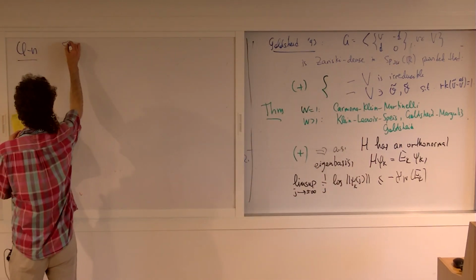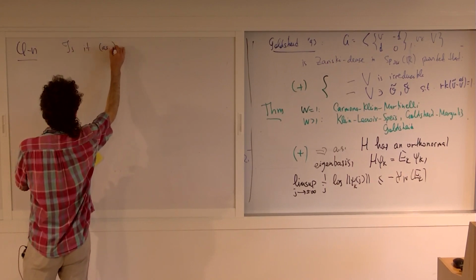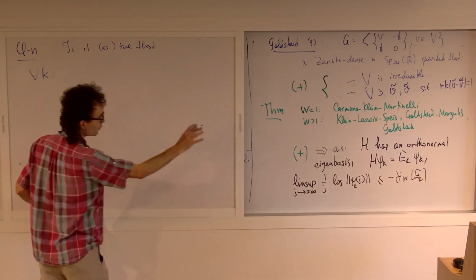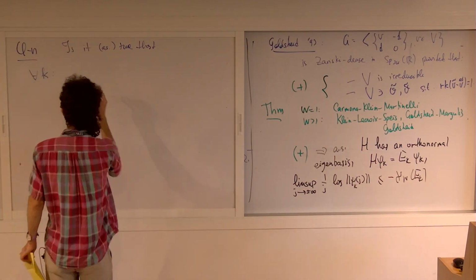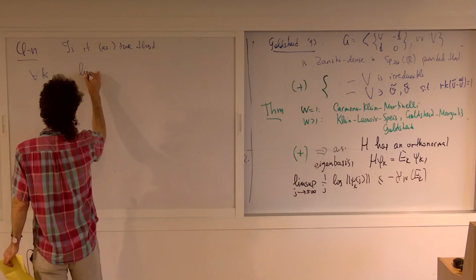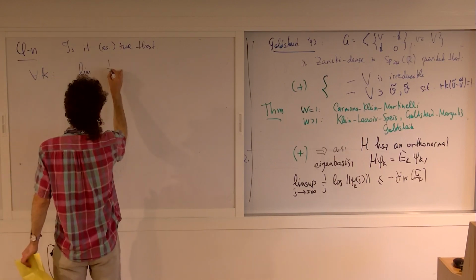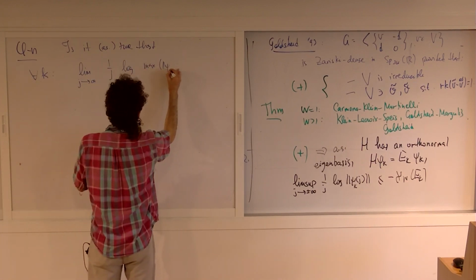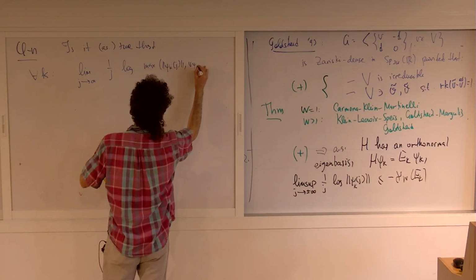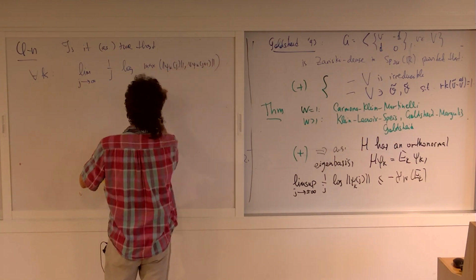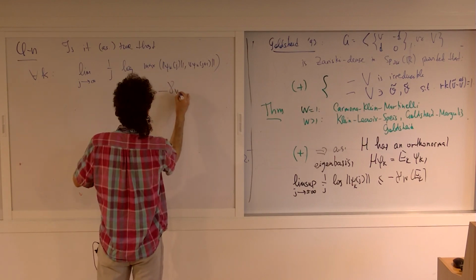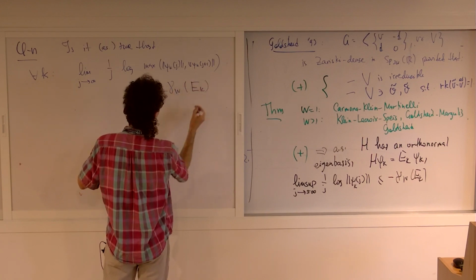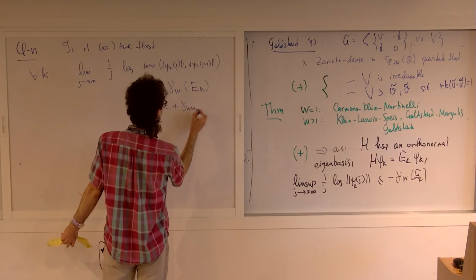Is it almost surely true that for any k you have equality once you make these minor corrections? The limit as j goes to infinity of 1 over j times the logarithm of the maximum between psi_k of j and psi_k of j plus 1 is equal to minus gamma_w of k, which is the same as plus gamma_{w+1} of k.